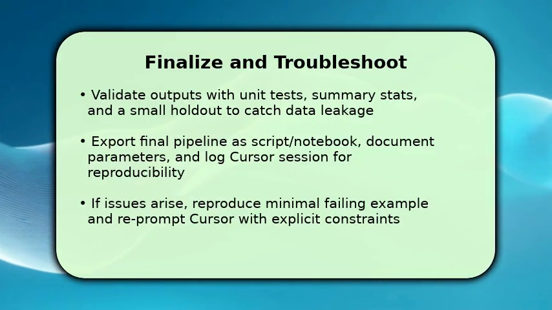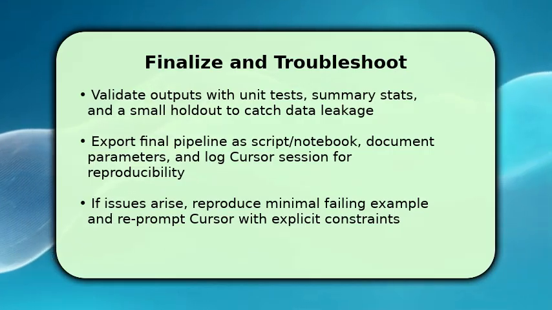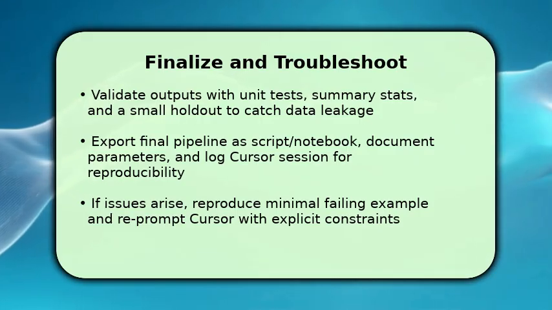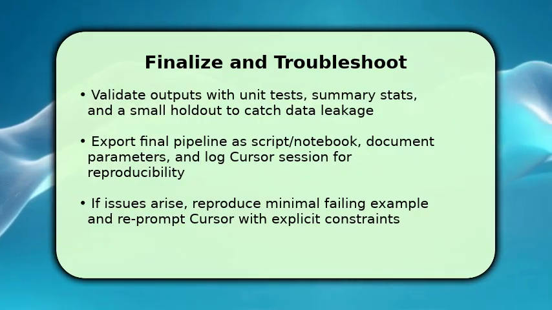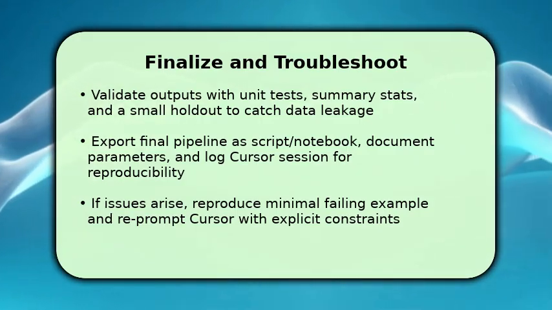If something goes wrong, reproduce a minimal failing example and feed that back to Cursor, specifying exact constraints and expected behavior. This targeted repro lets the model generate corrective code quickly. Finally, commit the final artifacts and note any manual adjustments you made during review.